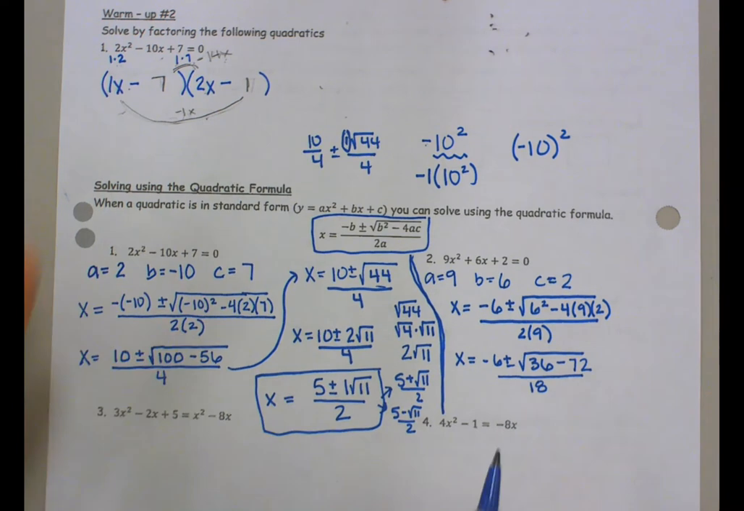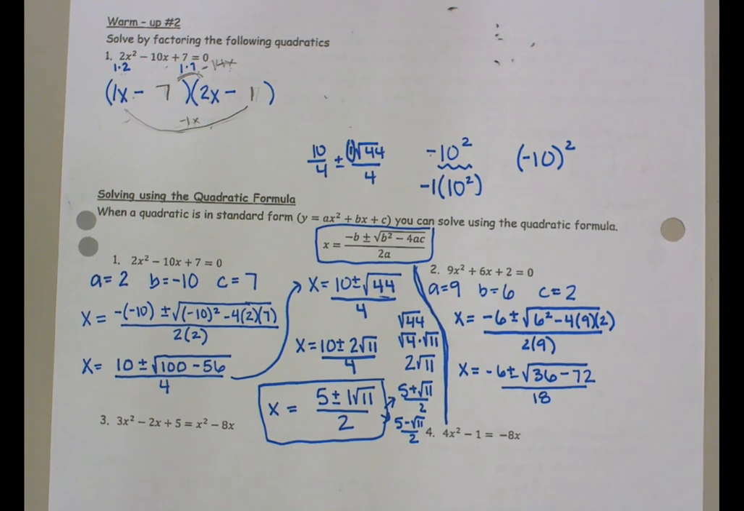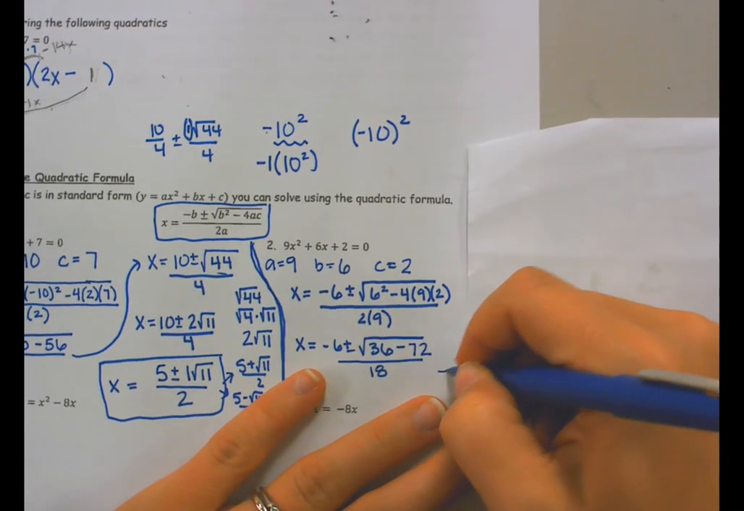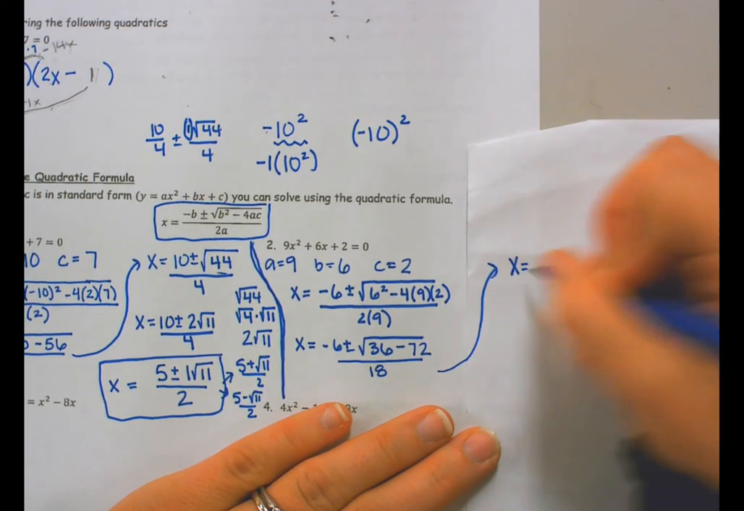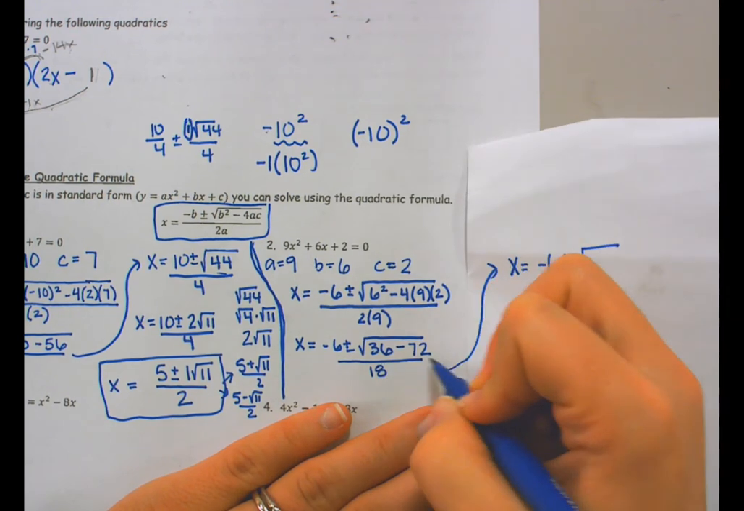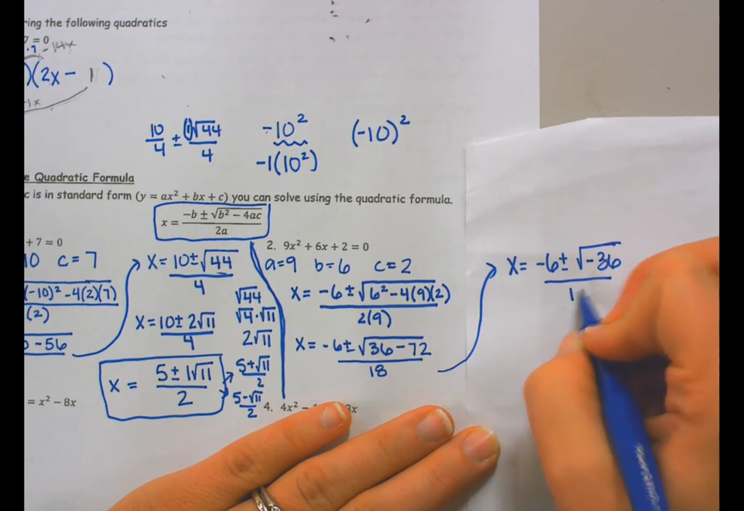So now if I simplify further, let me get some paper that I can write with. Sorry, my handwriting is too big, so it's not going to fit on the paper. So we're just going to bring it over to this piece of paper. So then if I simplify, I get negative 6 plus or minus the square root of 36 minus 72, which would be negative 36, over 18.